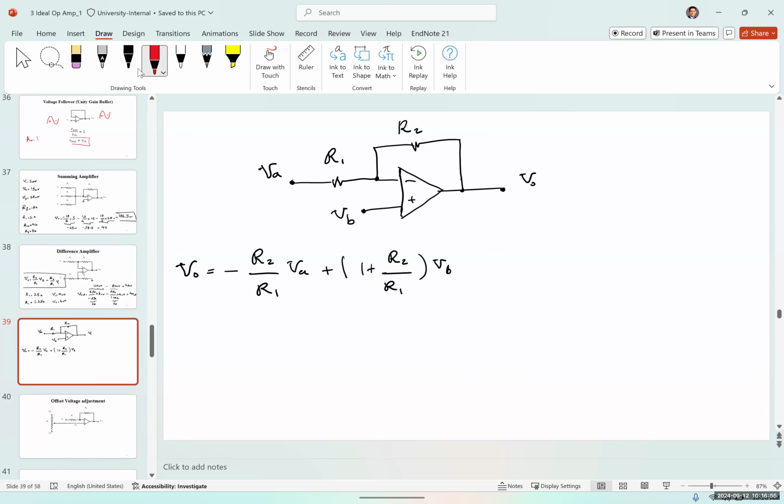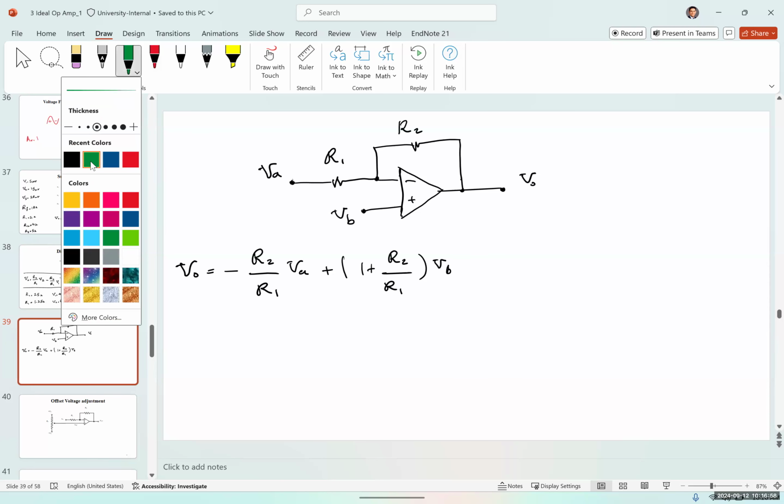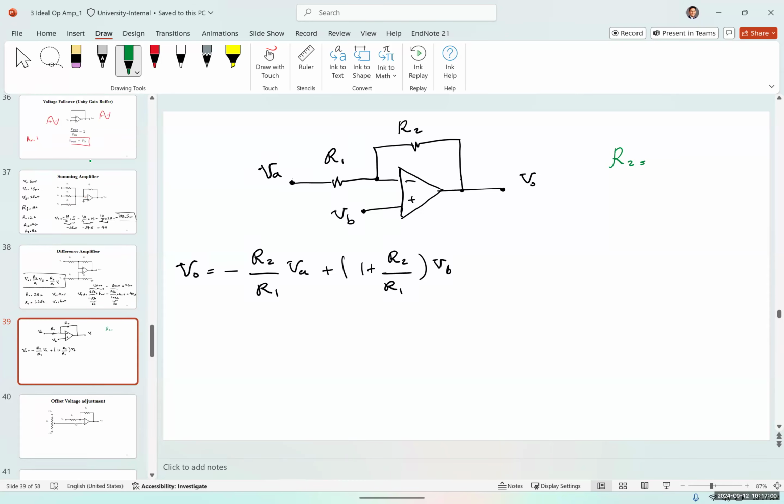Let's solve a practice problem for this one. So imagine R2 is 180K and R1 is 30K. And VA is equal to 5 millivolts and VB is equal to 8 millivolts. We want to calculate V out. What is V out?